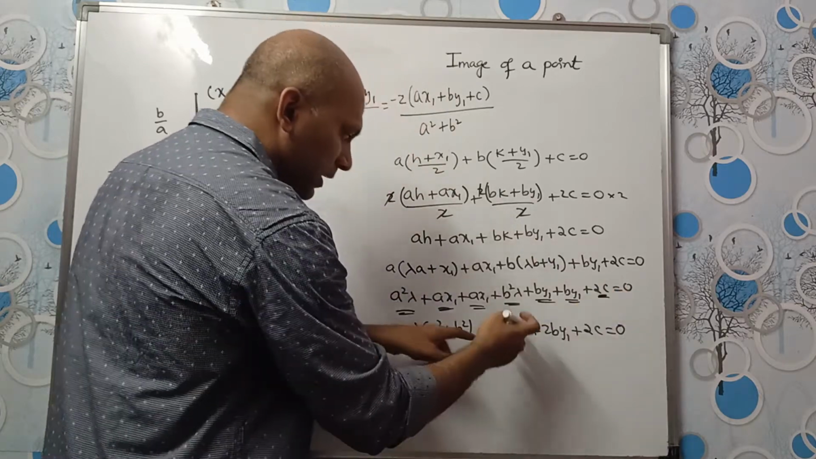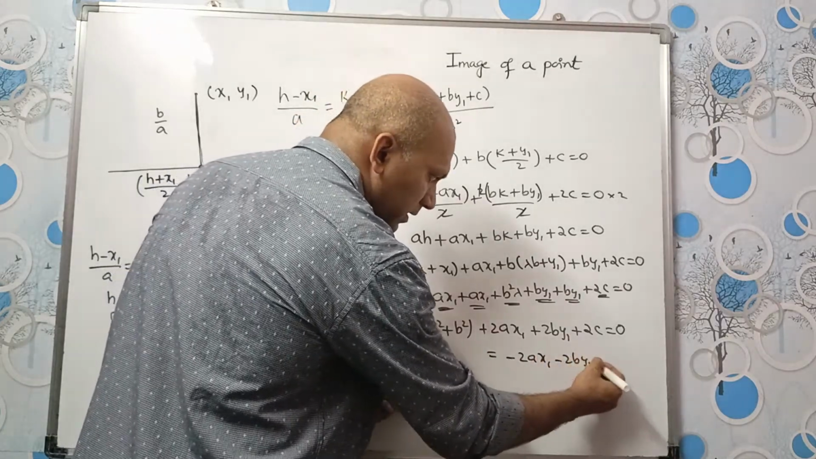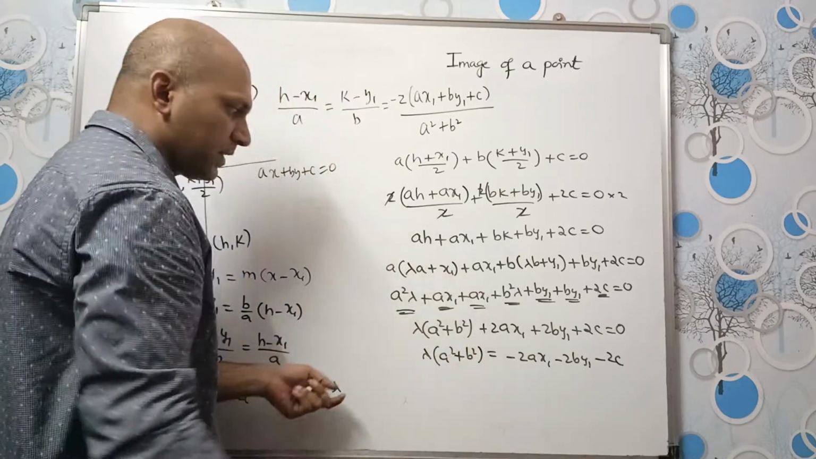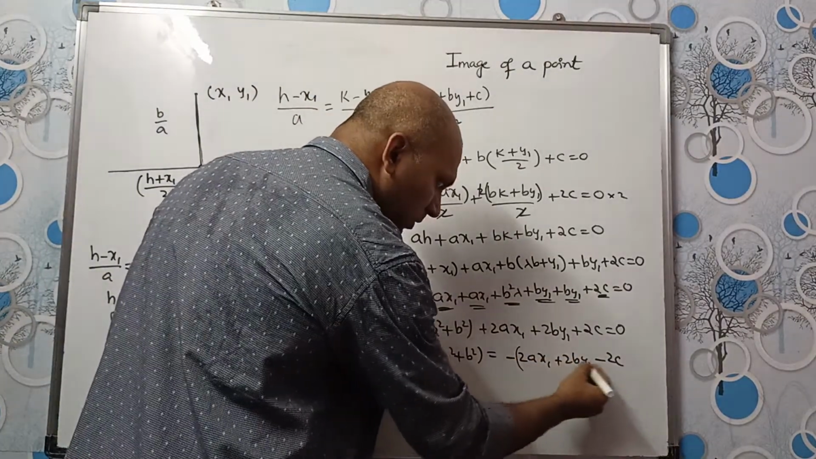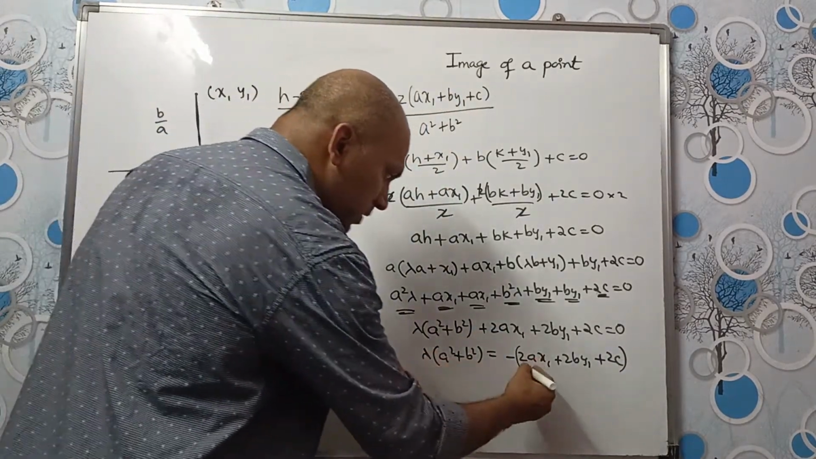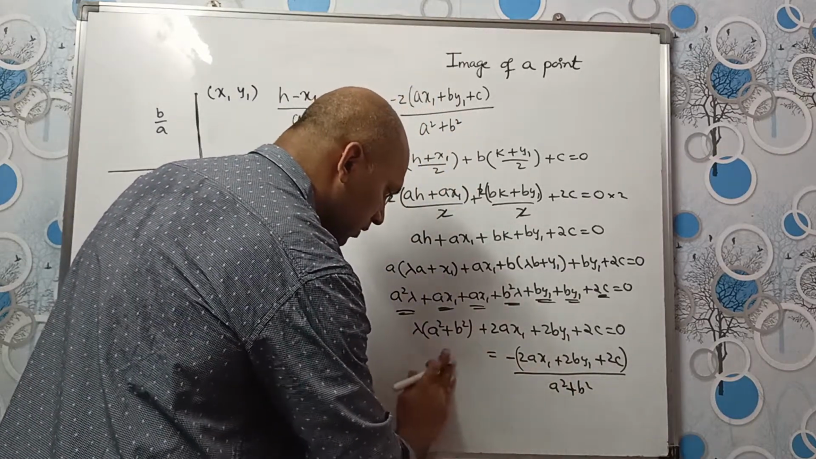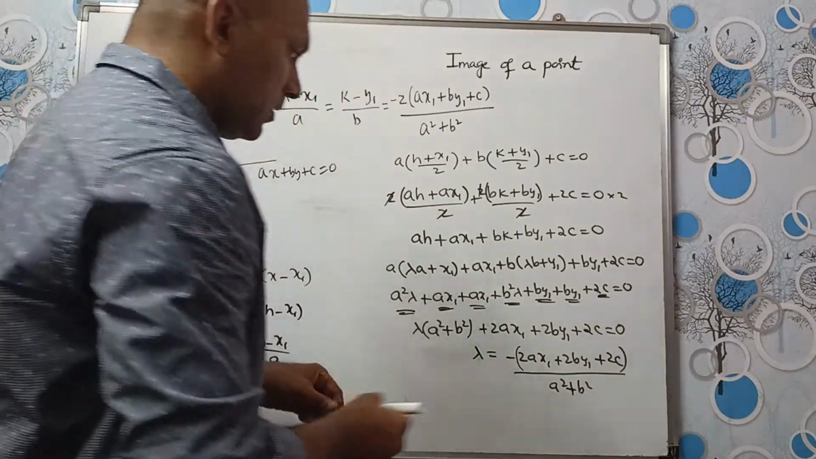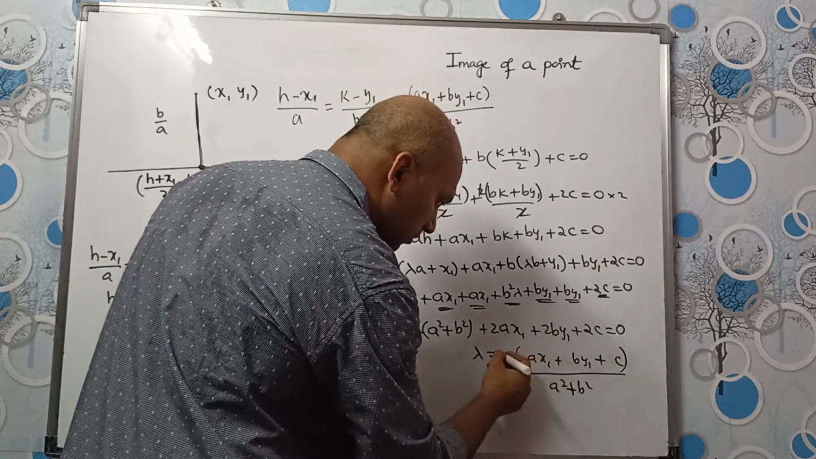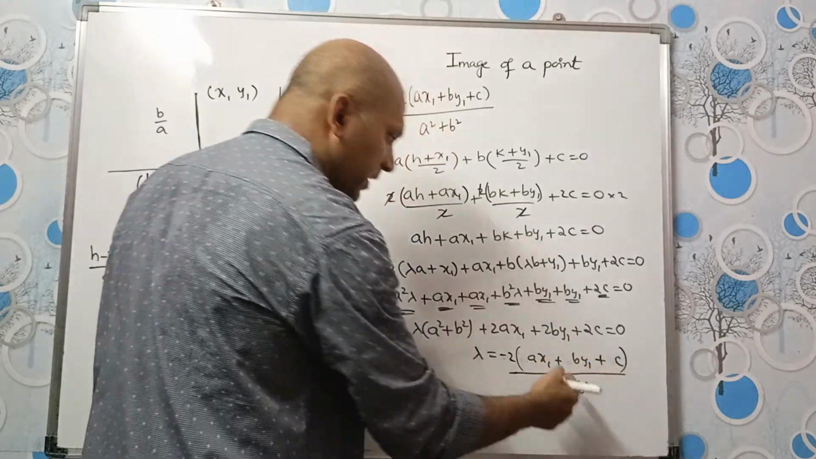We wrote all the terms. Let us take these three terms on the other side, so they will become minus, right? So what do we have here? Lambda times a square plus b square. Okay. If we take minus common, it would become like this, right? Now a square plus b square goes on the other side, it will be in the denominator. So what is the value of lambda? And take 2 common also from here. So it will be minus 2 multiplied by ax1 plus by1 plus c divided by a square plus b square.